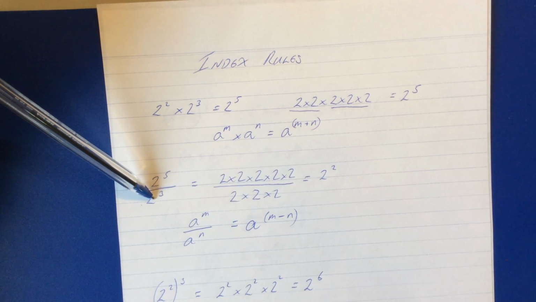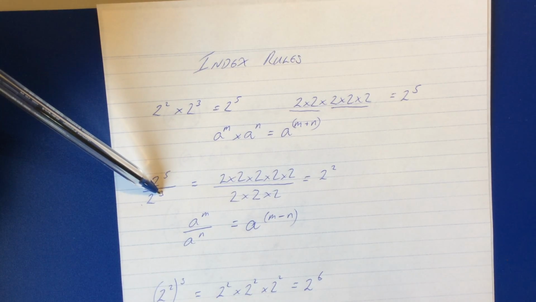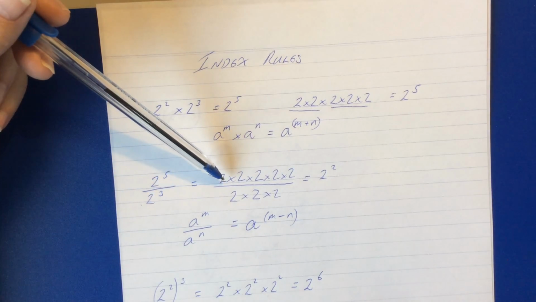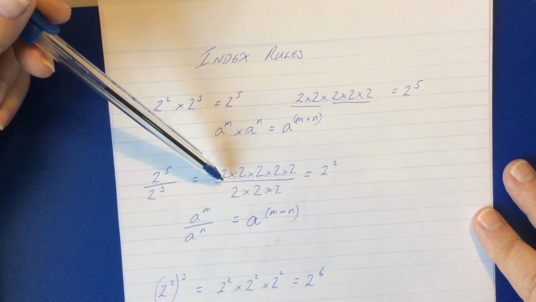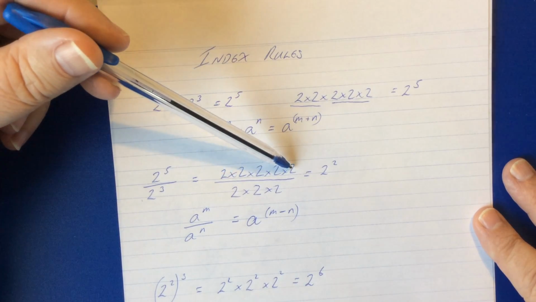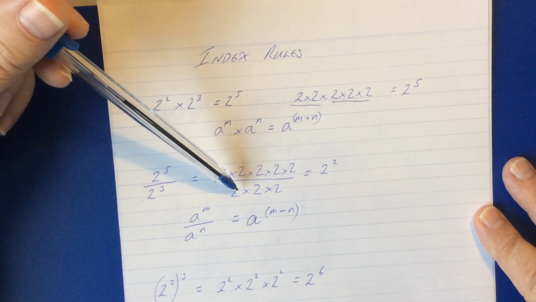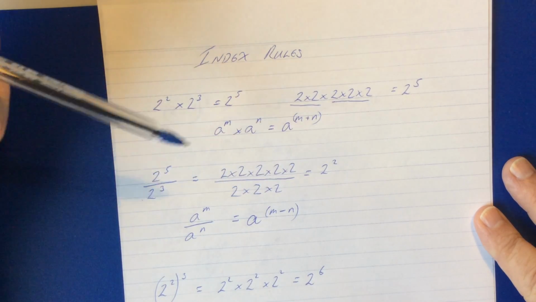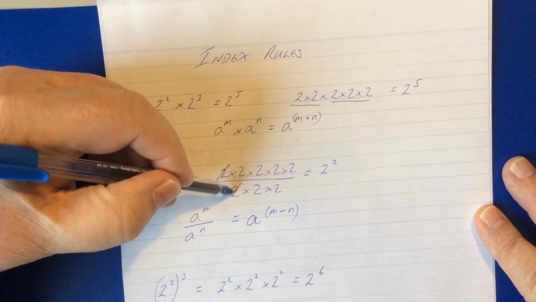Okay, let's have a look at this one. Here we've got a division. And we've got 2 to the power of 5 divided by 2 to the power of 3. So let's go straight to this and you'll be able to see how this all works. So 2 to the power of 5, 2 times 2 times 2 times 2 times 2. I'm glad I didn't write 15 here. And it's divided by 2 times 2 times 2. So what we can do is the following.